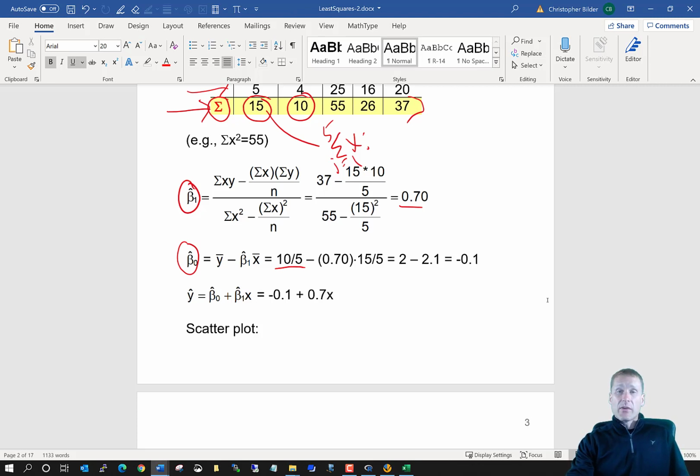So we had 10 for the sum. There were 5 of the y, so 10 divided by 5 is 2, minus that beta hat 1 that we just calculated, times the sample mean for the x's. 15 was the sum for the x's, divide by 5, you get 3. And so now my y-intercept is negative 0.1. Thus, my sample regression model can be stated as y hat is equal to negative 0.1 plus 0.7 times x.